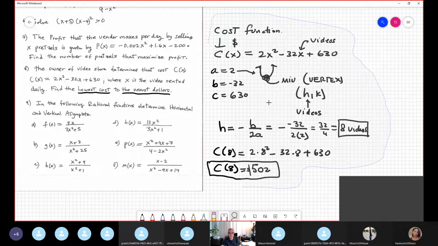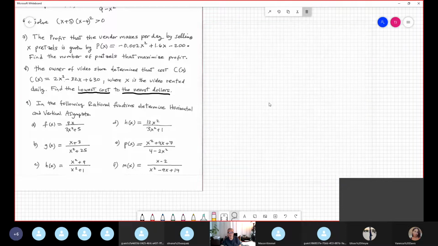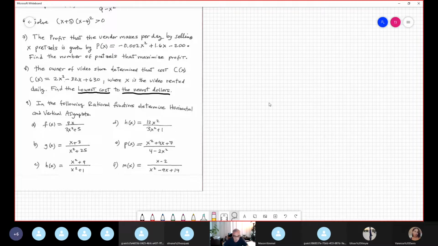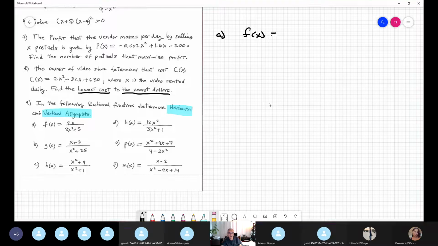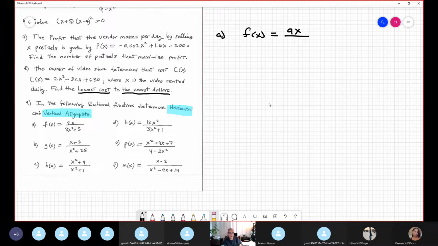Yes. Let's move on to this kind of question. You can see it in the test. You see a collection of rational functions, and you do not graph them, no, too much. You only determine the horizontal and vertical asymptotes. You tell me yes or no, and you determine where. Let's do the first one. A: f of x equals 9x over 3x squared plus 5.